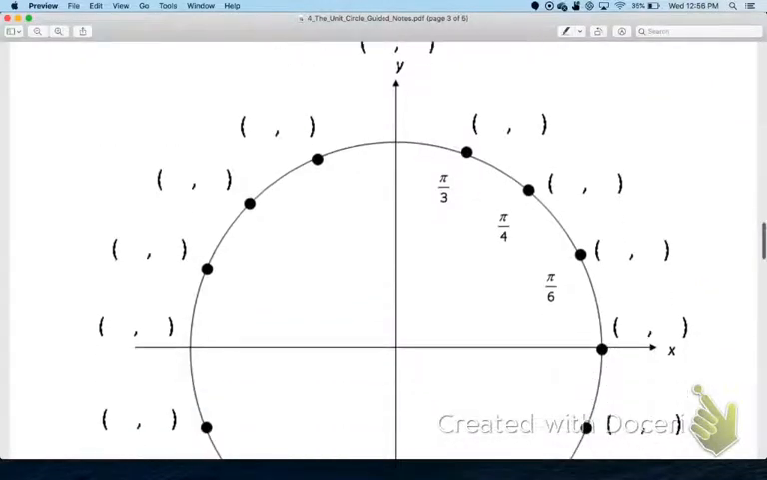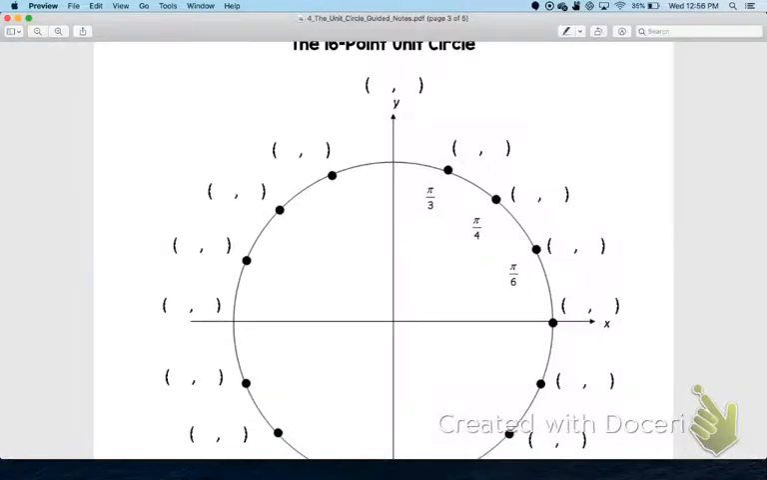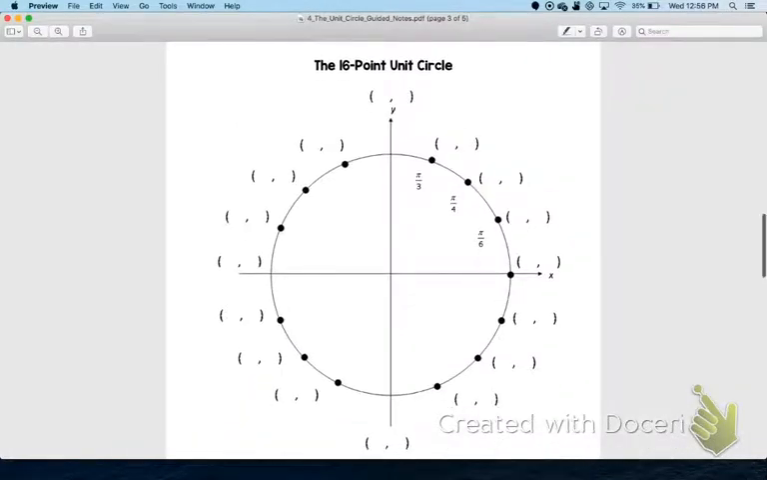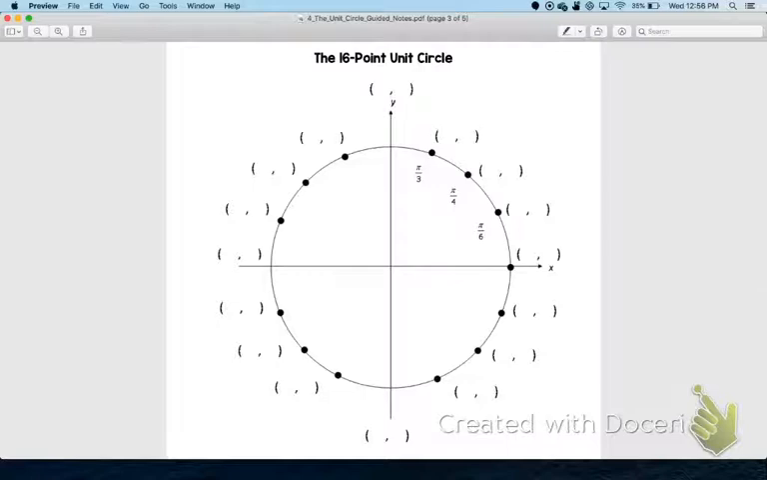Okay, so now let's look at this gorgeous unit circle here. We're going to fill it in. Oh goodness, that's way too big. I got to shrink it up. I think I got to shrink it up again. There we go. So your 16-point unit circle.